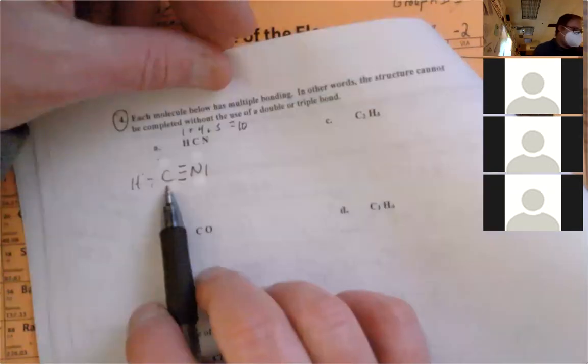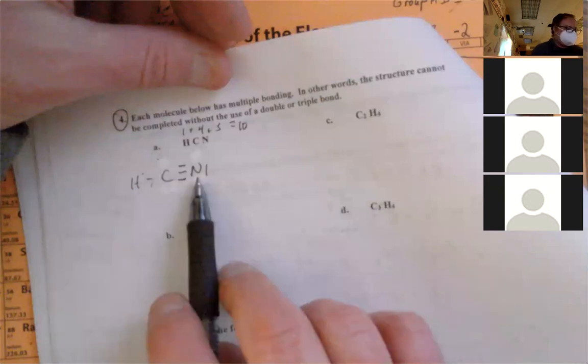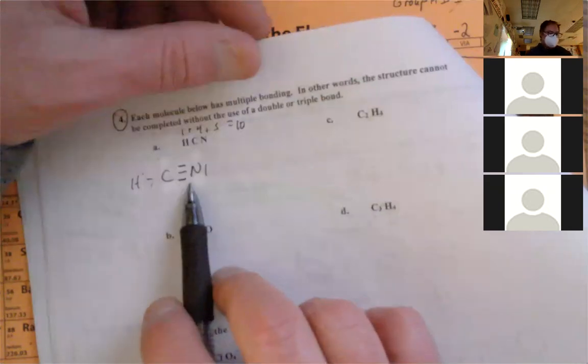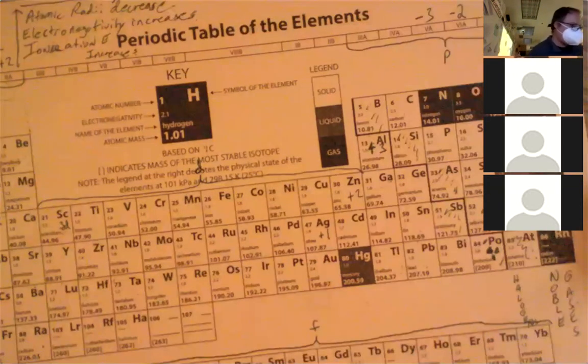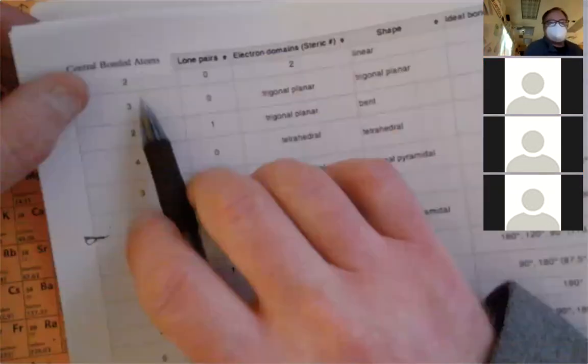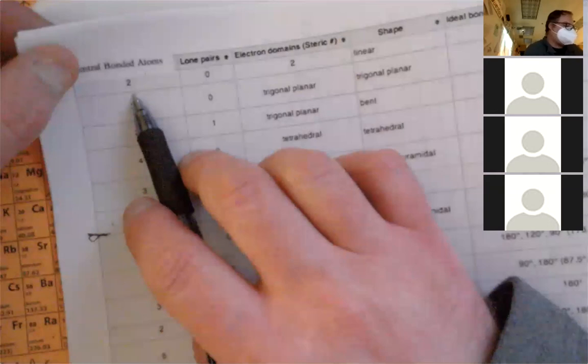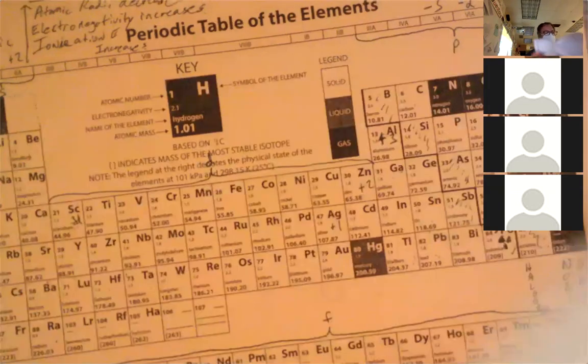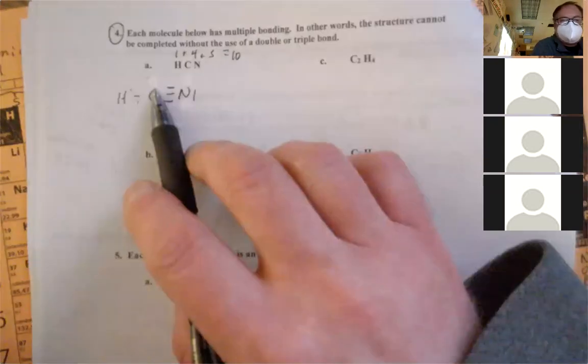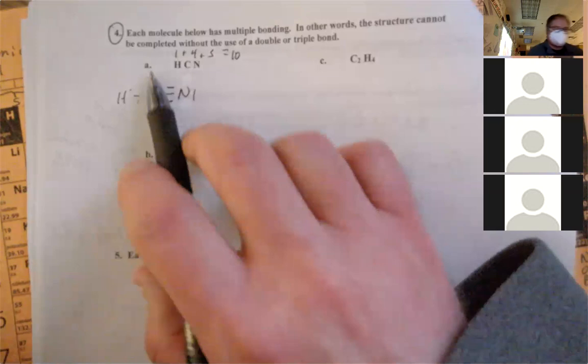Let's try this. How many atoms are bonded to the central atom? 1, 2. Even though we have multiple bonds between carbon and nitrogen, there is only 2 bonded atoms on the central atom. The carbon itself has 0 lone pairs. So it's 2 bonded atoms, 0 lone pairs. That is linear. That is a 180-degree shape. Remember the valence shell electron pair repulsion, there's no electrons here to push that either up or down. So it's going to be 180 degrees linear.